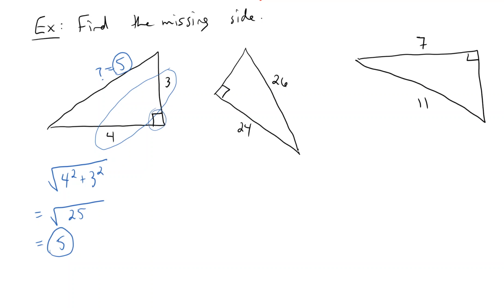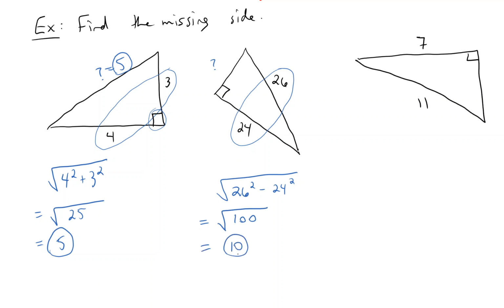All right, the next one, we're missing a short side, so now I need to subtract. So I have to square each of these. So 26 squared minus 24 squared, and take the square root. Okay, which is the square root of 100 when you use your calculator, and that happens to turn out to be 10. So again, a very nice answer here. We get 10. Let's do this last example.